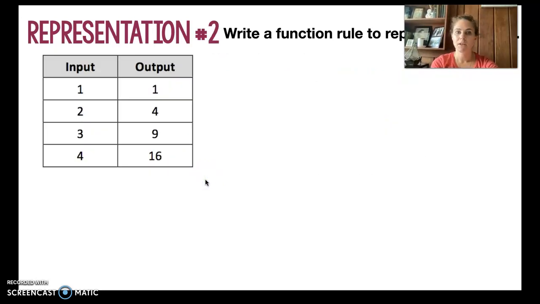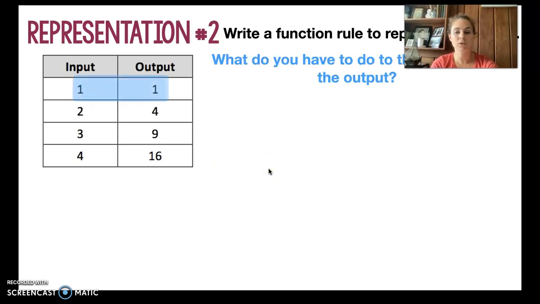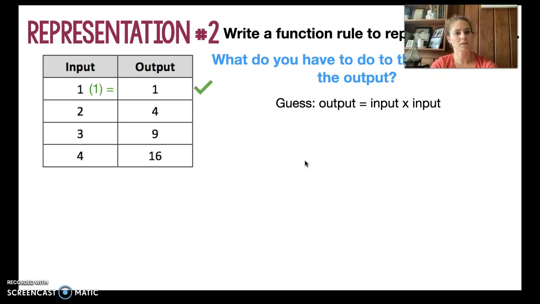So let's look at another example. At this table, we're going to do the same idea, right? My first input-output pair is 1, 1. So I know that whatever I do to my 1, I have to get 1 out. Well, the only thing I really can think of is that it's the input times the input, right? So 1 times 1 is 1. So let's see if that works. It works for that one. 2 times 2 is 4. 3 times 3 is 9. 4 times 4 is 16. So this is the correct answer.